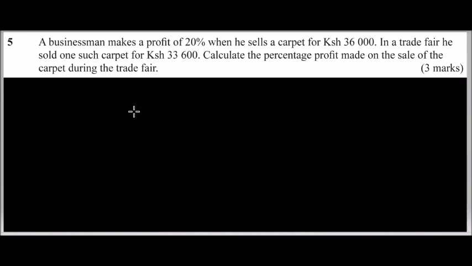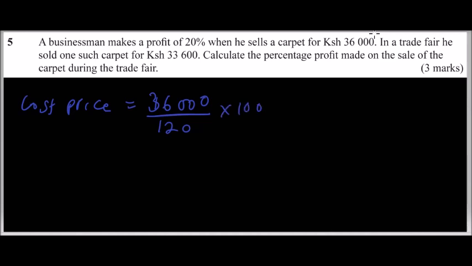Now, the first thing you should calculate is the cost of the carpet. Since by selling at 36,000 the businessman was making 20%, then 36,000 is 120%. So we say 36,000 divided by 120%, and you get the 100%. This is what the businessman had bought the carpet for, and you use your calculator, you should be able to get 30,000. So that was the cost of the carpet.